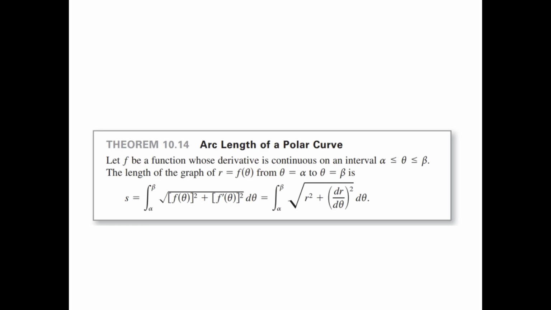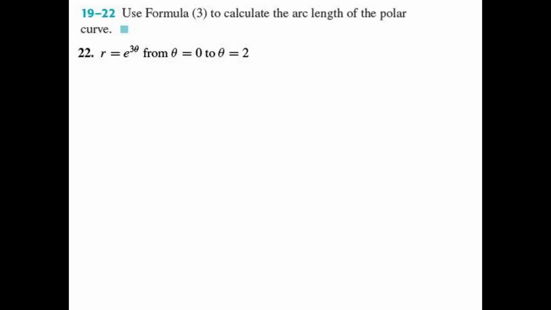It turns out that, let f be a function whose derivative is continuous on an interval from alpha to beta. The length of the graph of r equals f of theta from theta equals alpha to theta equals beta is given by the definite integral from alpha to beta of the square root of f of theta squared plus f prime of theta squared d theta. So use formula 3 to calculate the arc length of the polar curve when theta goes from 0 to 2.